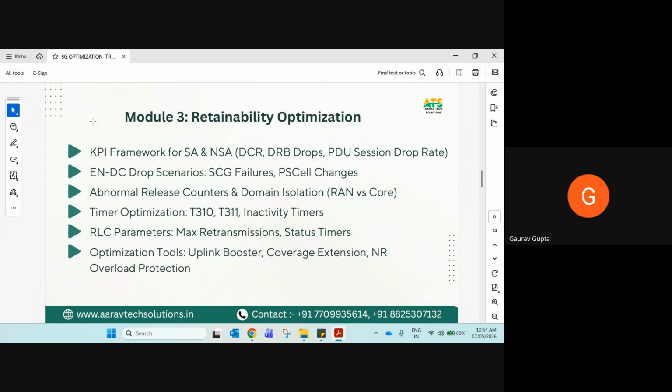So we will follow the same fashion in each and every module. First, we will see a complete KPI framework for SA and NSA, both standalone and non-standalone. The KPIs that are related with retainability, their formula, the sub-KPIs. For example, drop call rate, data radio bearer rate, PDU session drop rate.